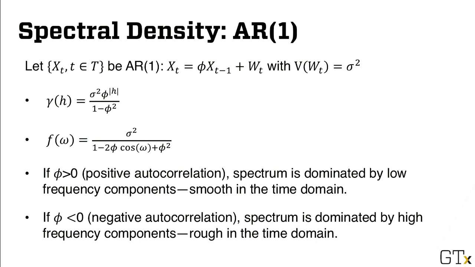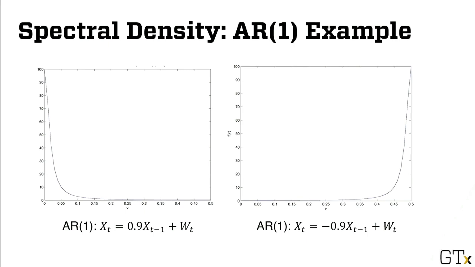If phi is positive, greater than 0, the spectrum is dominated by low frequency components, or smoothness in the time domain. If phi is negative, smaller than 0, the spectrum is dominated by high frequency components, which means roughness in the time domain. The spectral density of an AR(1) with positive and negative phi coefficient is on the slide. We see that the spectral density decreases exponentially with the frequency when phi is positive, but it increases exponentially with the frequency when phi is negative.